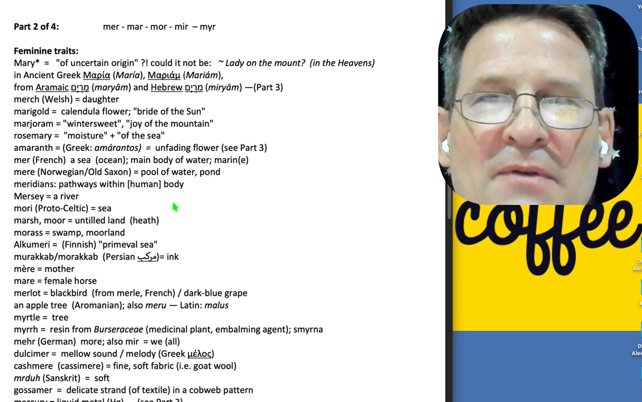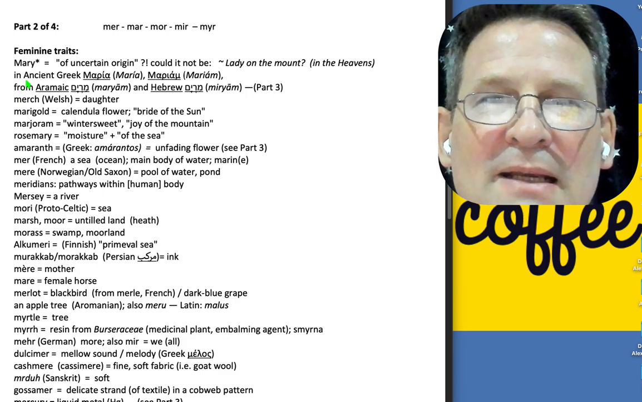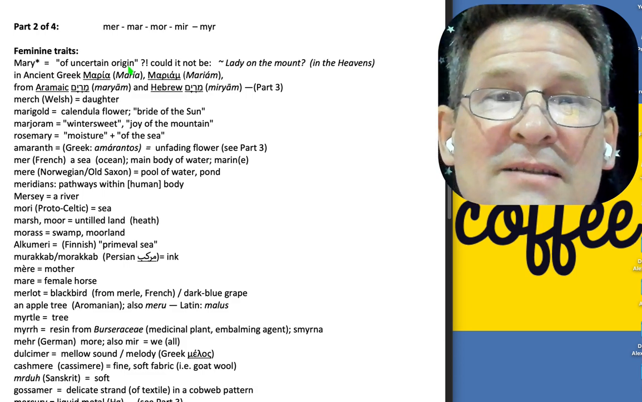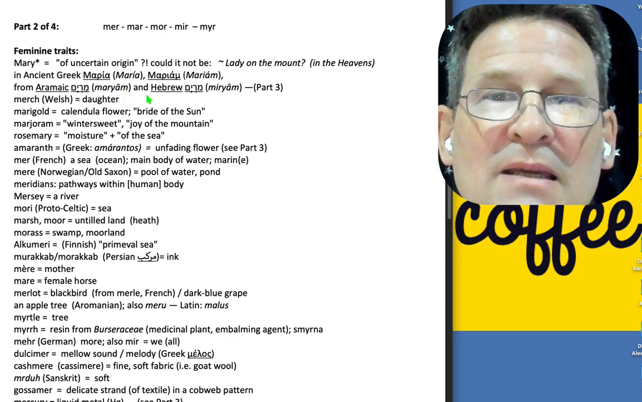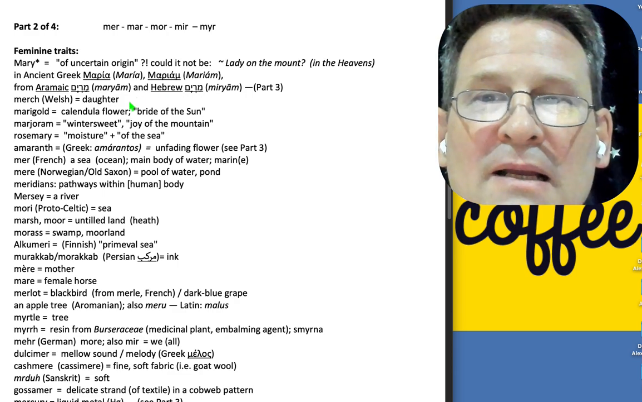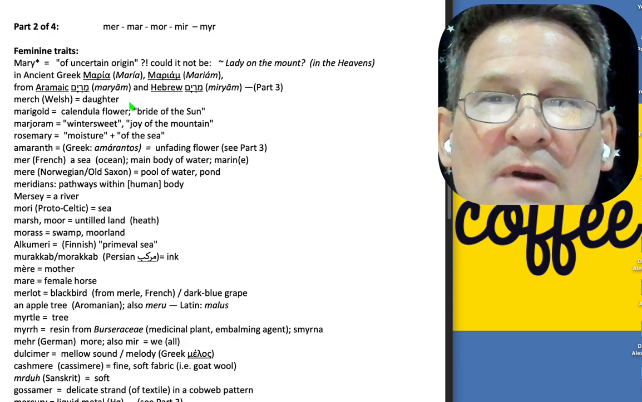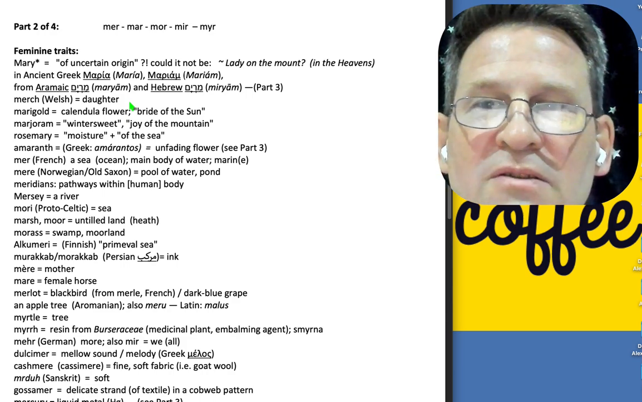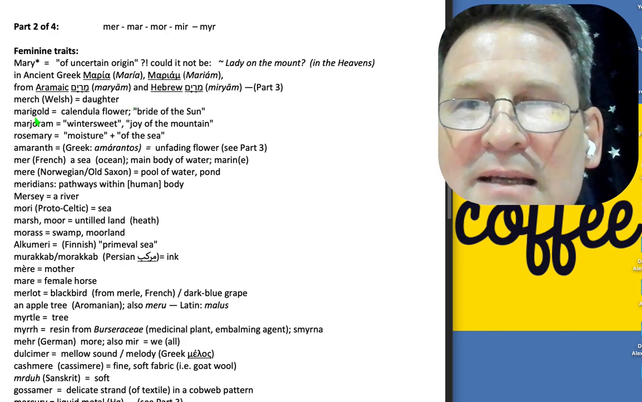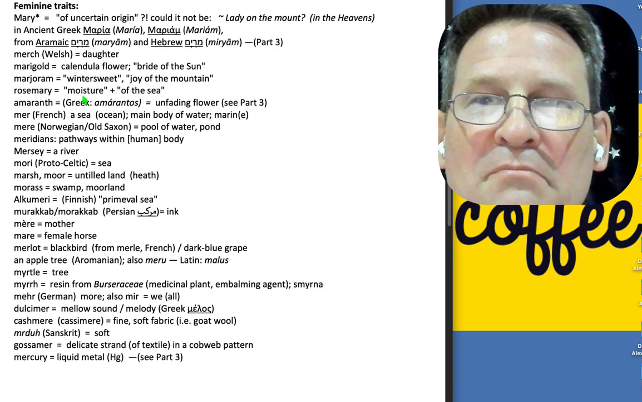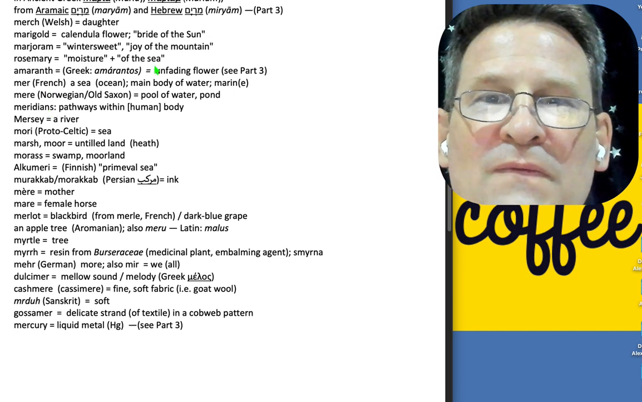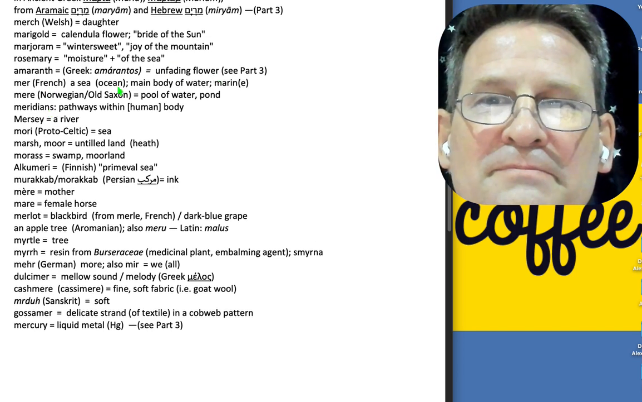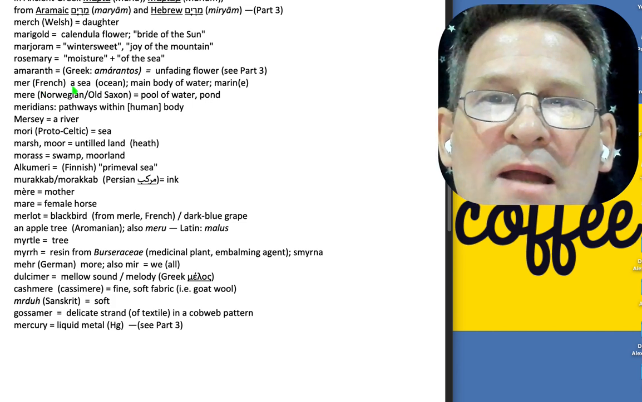Feminine traits. We've got Mary, Maria, Lady of the Mount, perhaps. It's again of uncertain origin. You've got Aramaic, Hebrew Miriam, MERx, if I'm pronouncing that well, in Welsh, which means daughter. Marigold, marjoram, rosemary, amaranth, an unfading flower, myrrh, amea, a sea.